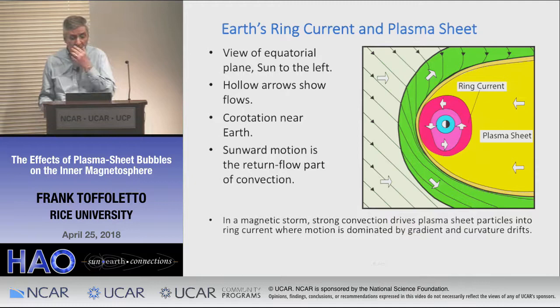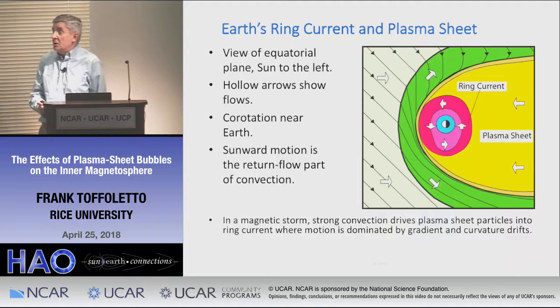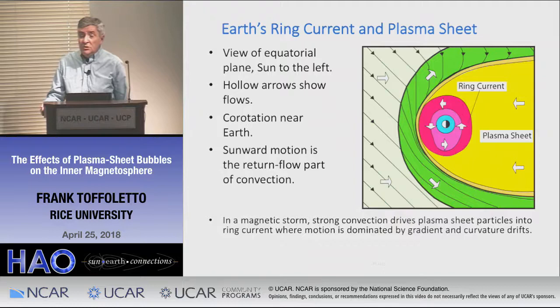The thing of interest to us is that during very disturbed events such as magnetic storms, this strong convection drives the plasma sheet, makes it very disturbed, and also affects the way the ring current forms and develops as well. And specifically in the inner magnetosphere, the important physics driving plasma motion is not simply E cross B drift in the traditional plasma physics sense. There are also energy-dependent gradient and curvature drifts that play a crucial role.